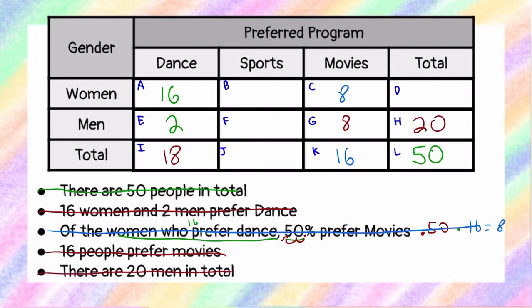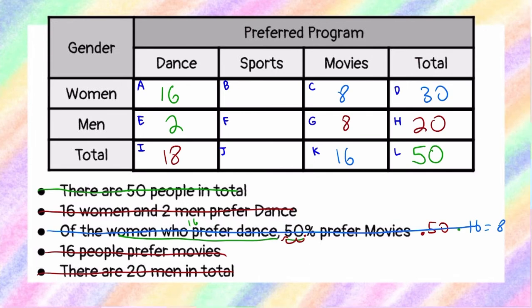Now let's start filling in some missing information. If there are 50 people in total, 20 of them are men, how many have to be women? Well, we're going to subtract to work backwards. We do 50 minus 20, and we get 30. Now we need to do some working backwards here. This is kind of tricky because there's a lot of boxes kind of filled in. I don't really know anything about sports, but I know everything about everything else.